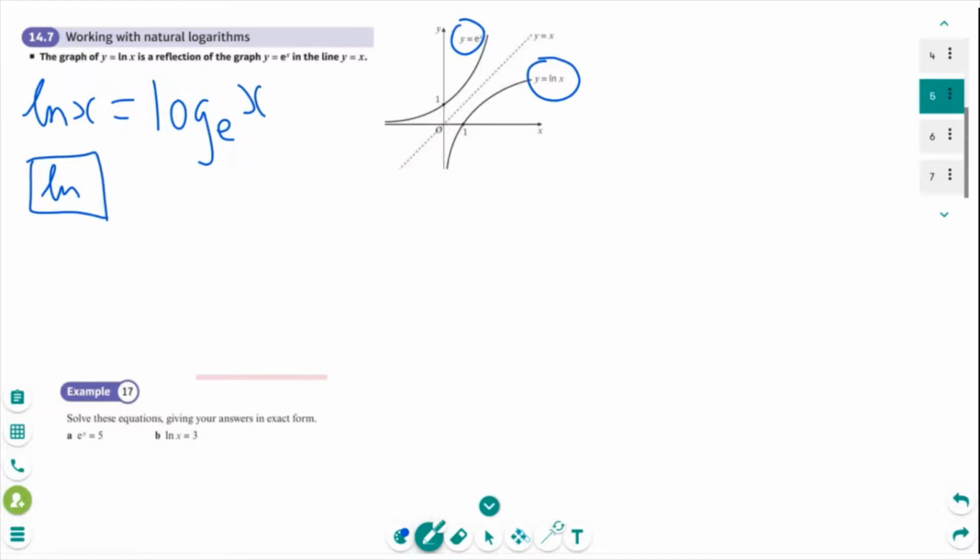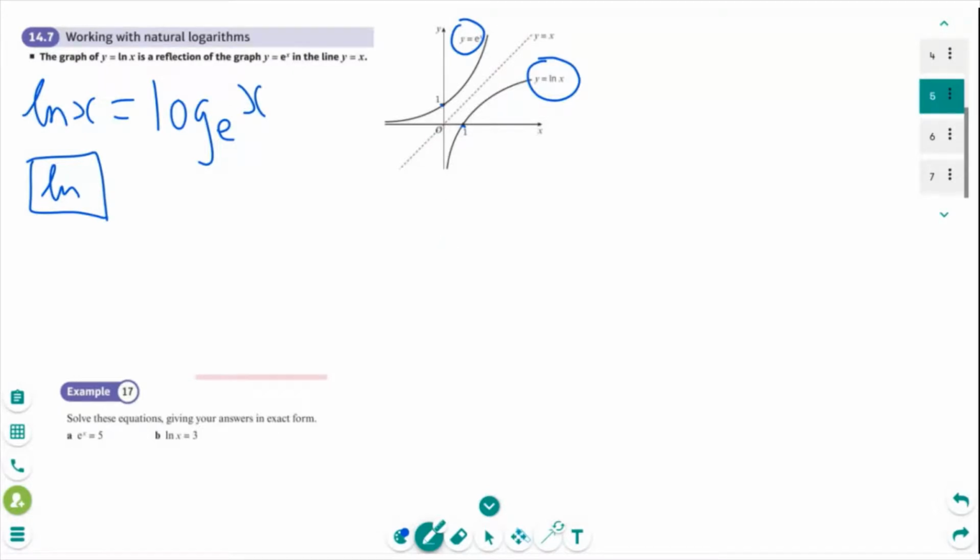So you have this line y equals x in the middle. So if you reflect y equals e to the x in the line y equals x, you obtain the natural logarithm graph. The y-intercept is 1, and logarithm of 1 is 0. Okay, so the log graph has a vertical asymptote. Gets closer and closer to the y-axis, but doesn't touch.